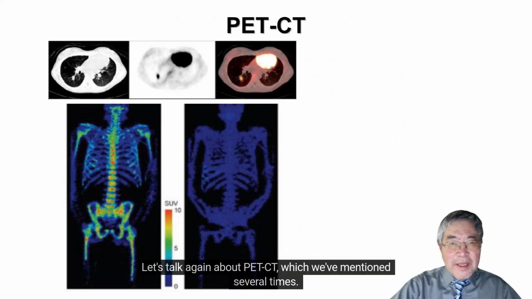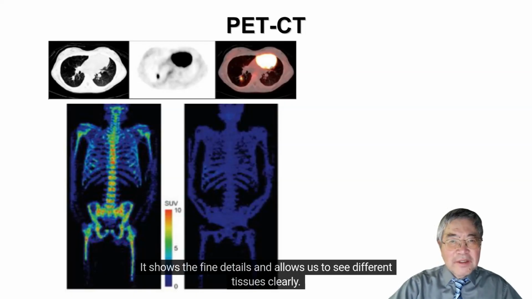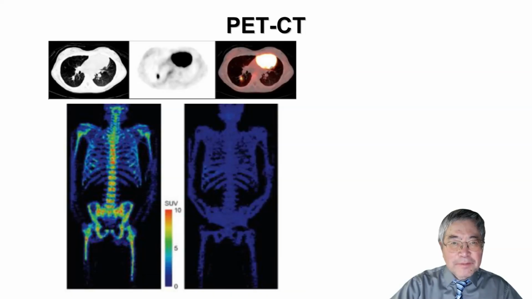Let's talk again about PET-CT, which we've mentioned several times. First, the CT image provides structural and anatomical information at a high spatial resolution. It shows the fine details and allows us to see different tissues clearly.